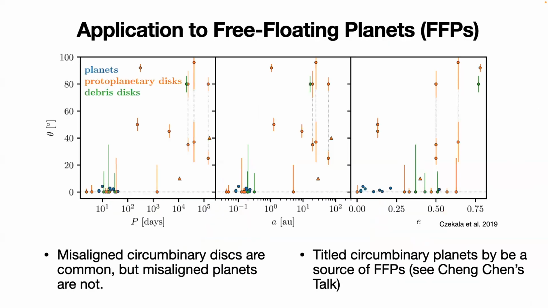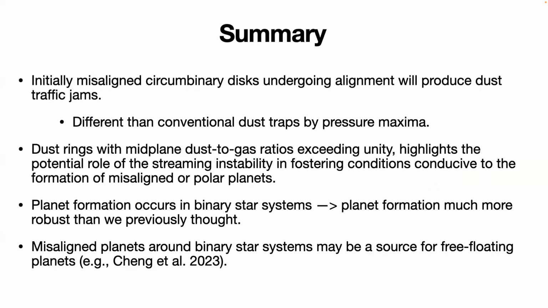Just to wrap up, just to go back to this point that we see a lot of misaligned disks, but we don't see any misaligned planets. So one reason is that misaligned planets could be hard to detect, or they could be a progenitor of these free-floating planets in the systems, and you'll see what Chen will talk about next. So I'll leave my summary up and I'll take any questions.